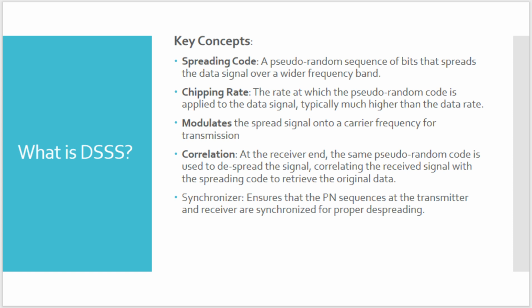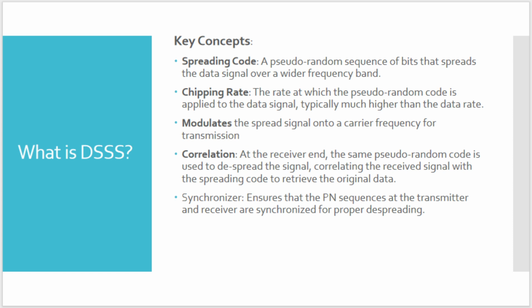So here are the key concepts. Spreading code: a pseudo random sequence of bits that spreads the data signal over a wider frequency band. Chipping rate: the rate at which the pseudo random code is applied to the data signal, typically much higher than the data rate. Modulation: the spread signal is modulated onto a carrier frequency for transmission.